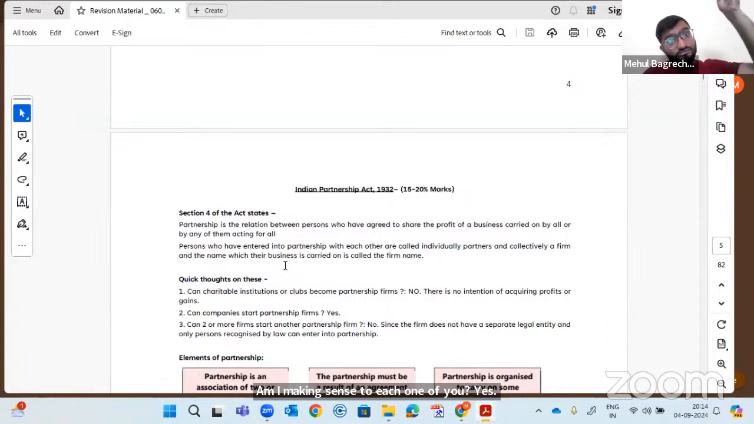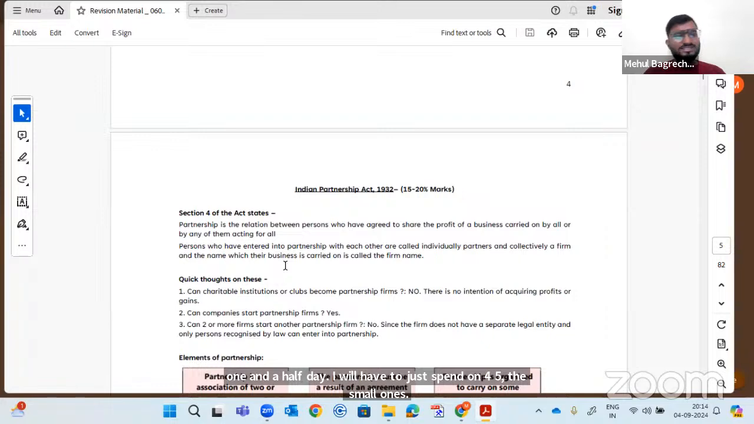Second, start with the next chapter, which is your Indian regulatory framework. All right. 2 easy chapters will already finish your 20 to 22 marks in examination. You will get a lot of confidence because 2 important chapters are done. Next 1.5 day, I will have to just spend on 4 or 5 chapters, small ones. Making sense, everyone? Yes. So let's get started now.